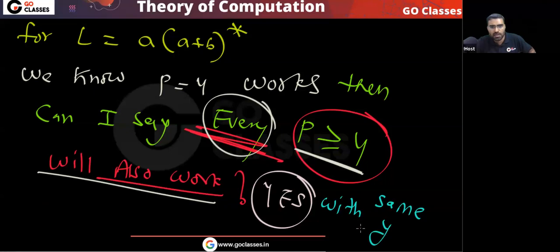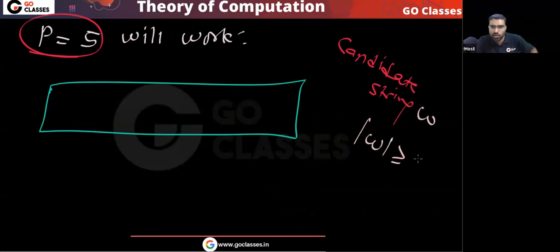Yes or no? You can notice p equal to 5 will work. Why? Because if you take p equal to 5, then what will your candidate string be? Now your candidate string will be w, whose length is greater than or equal to 5. Now remember, now your candidate string is this.